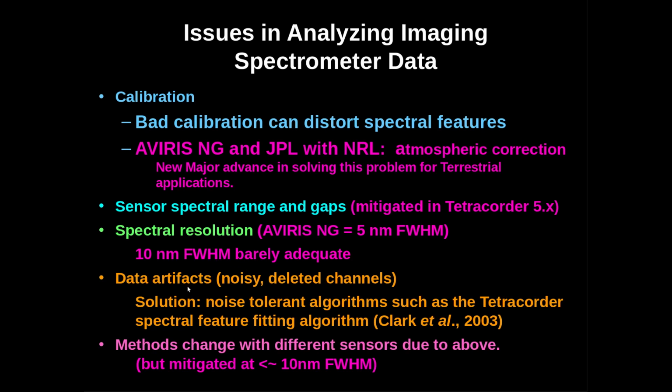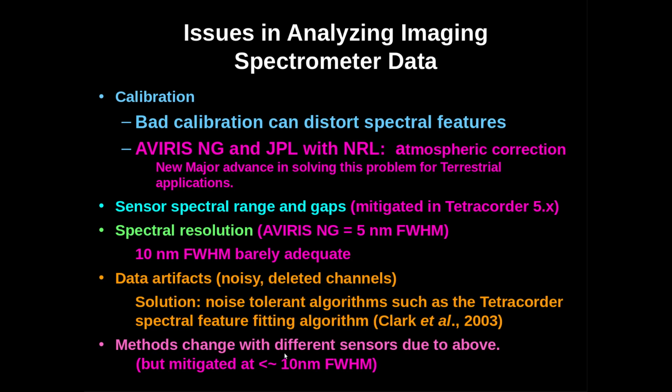Data artifacts can cause problems with identification if there are channels deleted due to, say, a hot pixel or something in the spectrometer. That can affect your ability to detect certain conditions, and sometimes that can cause data artifacts. But the algorithm that is used in Tetracorder is reasonably noise tolerant, and we've done a lot of work on that, and Clark et al. 2003, and references therein describe that. Swayze et al. 2003.